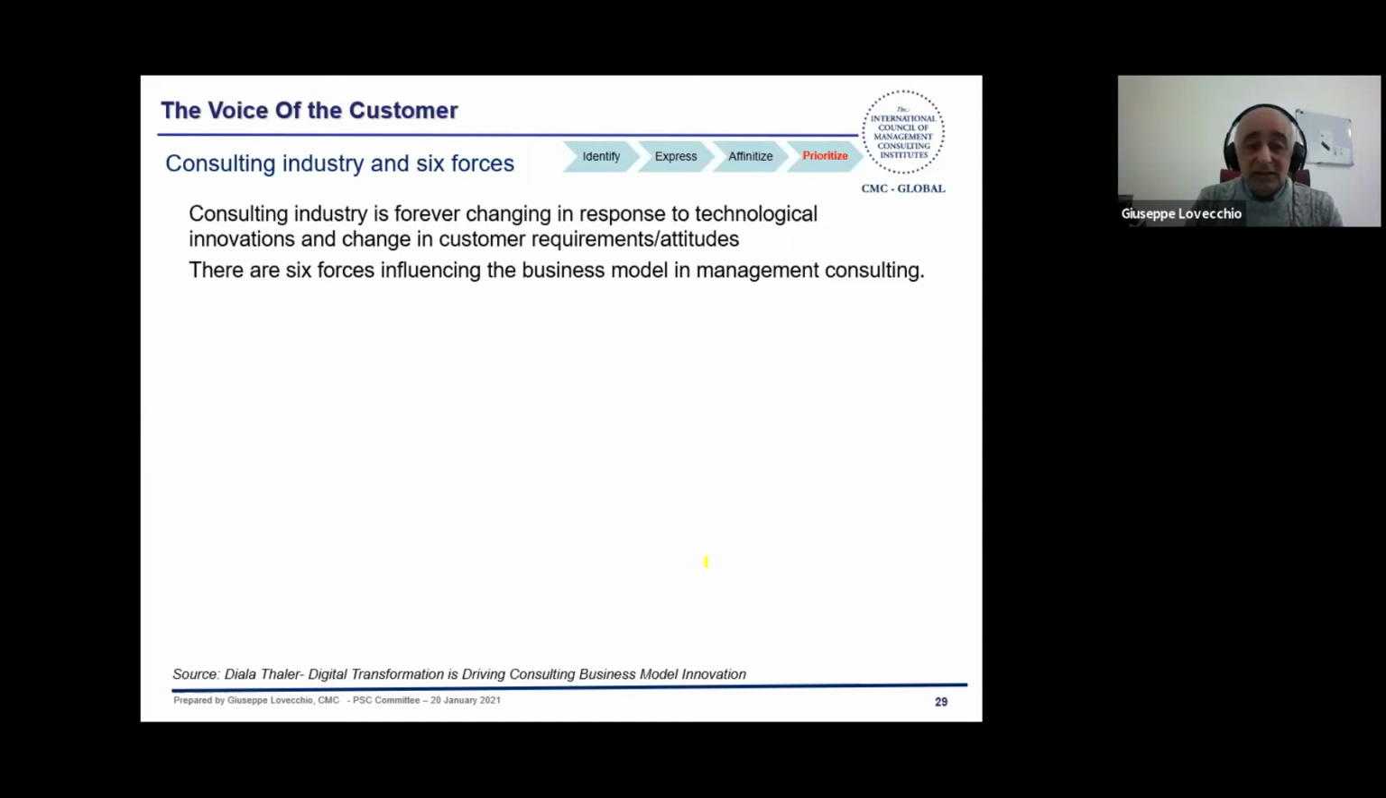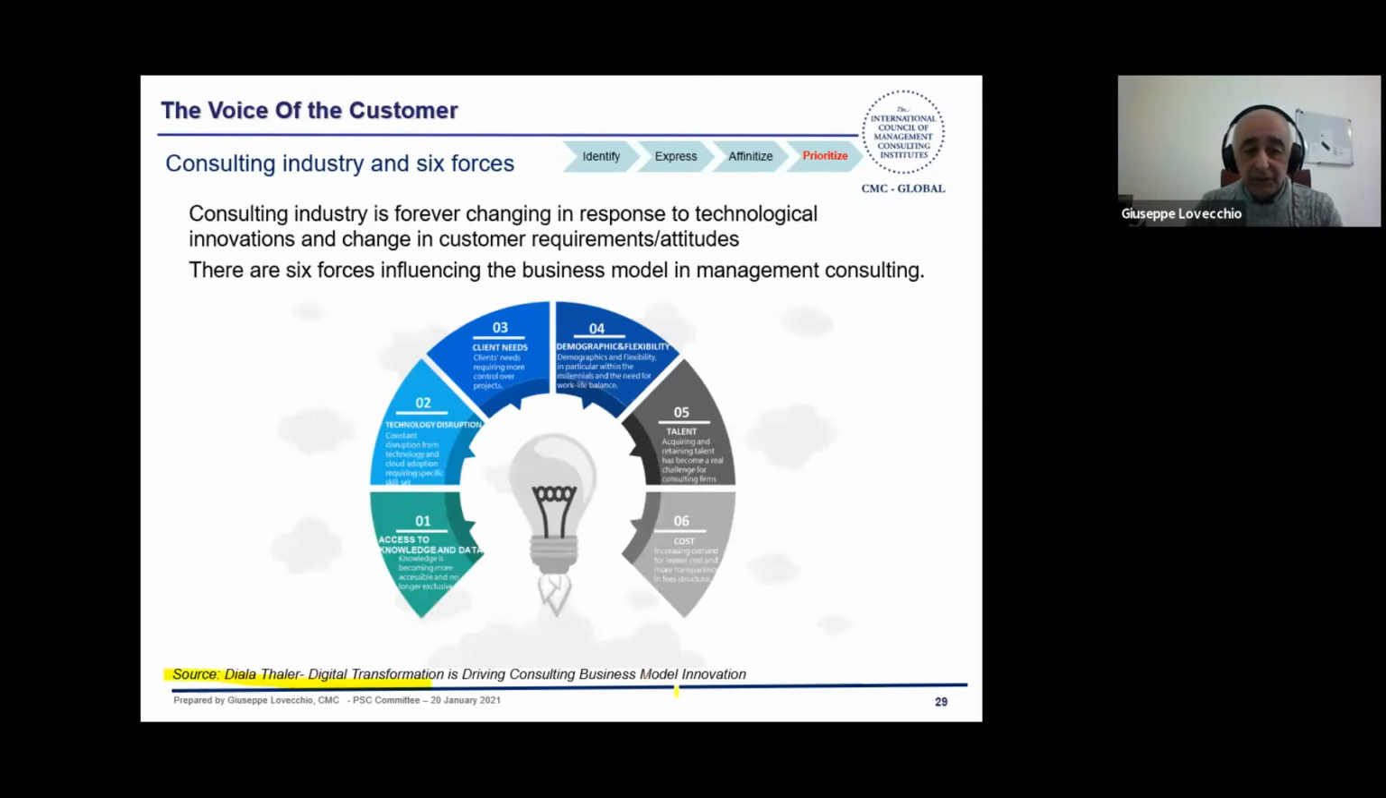And so, of course, there is some research that has been done by Dial et al. Here you have the source, in which there are 6 forces that are dramatically changing this industry. Think about the access to knowledge and data. Who is capable of accessing knowledge and data? Think about the technology with digitization, Industry 4.0. Think about the millennials with their new practice, new way of life. Think about the difficulty to reach talented people. Think about, of course, the cost, quality, leverage that can be used in order to be competitive.